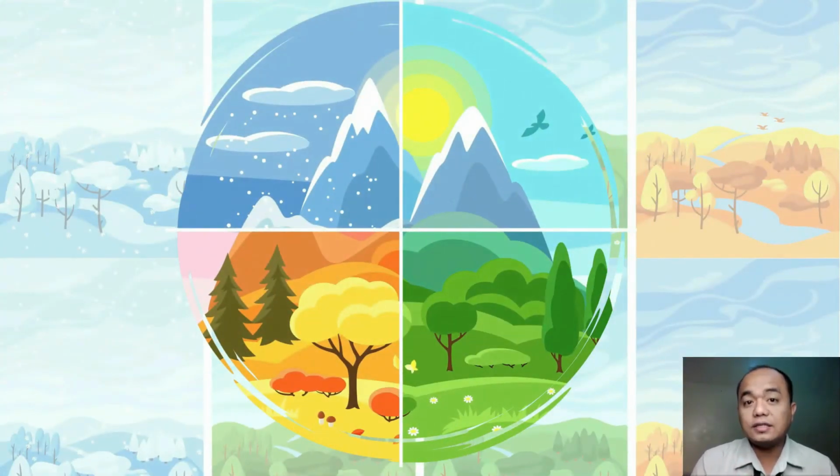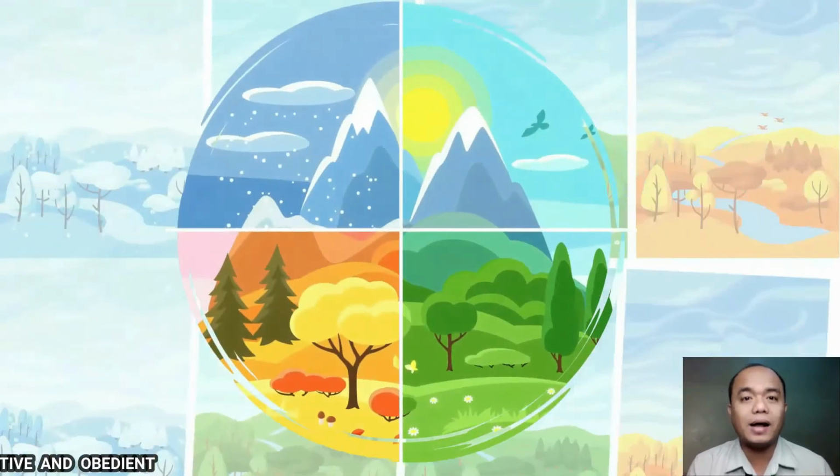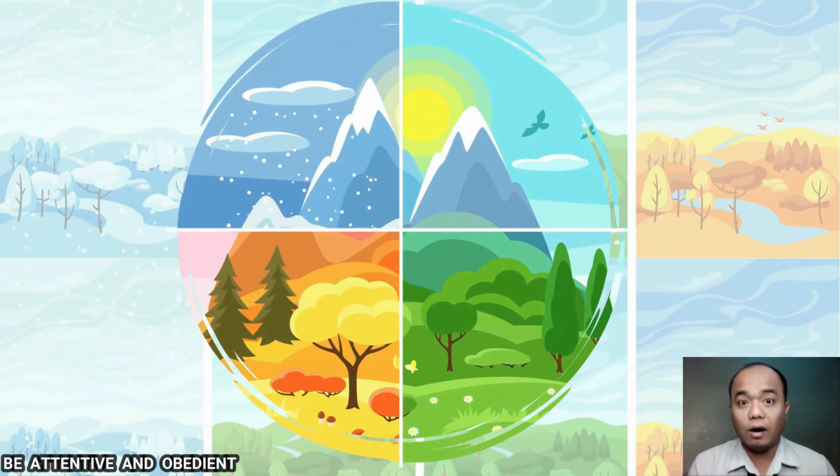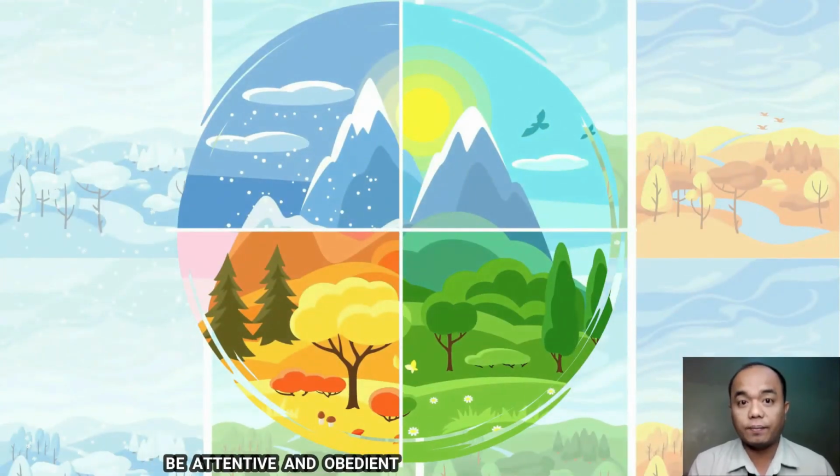There will be no season also if Earth will not revolve around the sun. Walang pagbabago sa ating panahon kung hindi umiikot o hindi gumagalaw ang ating mundo sa araw. There will be no weather changes that will happen here on Earth.